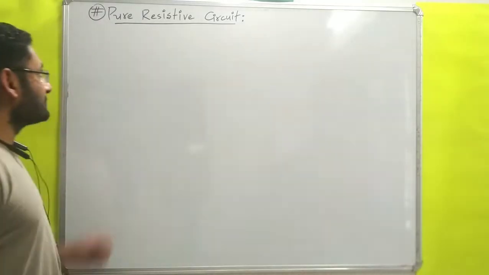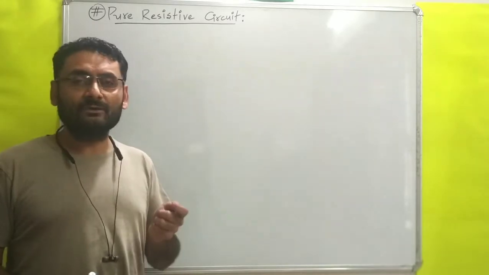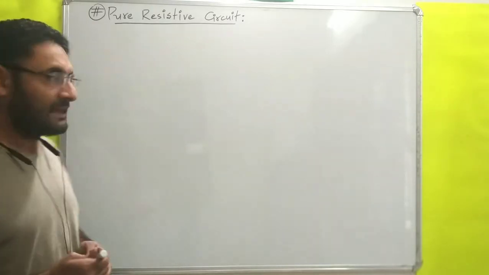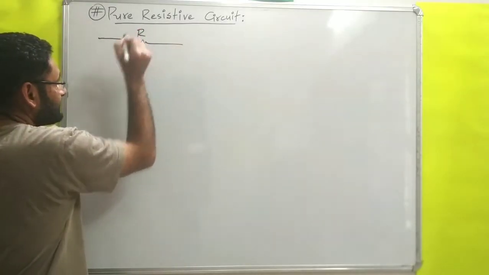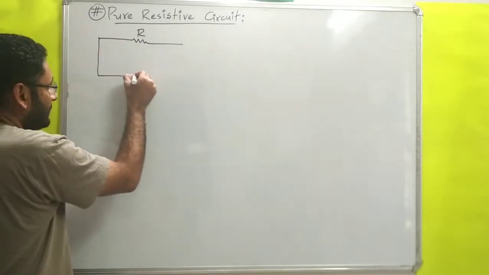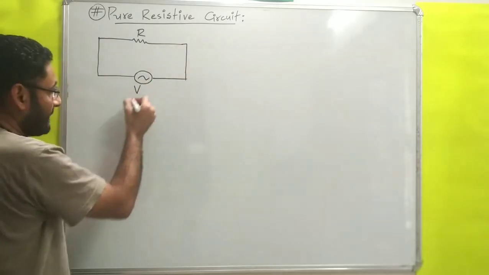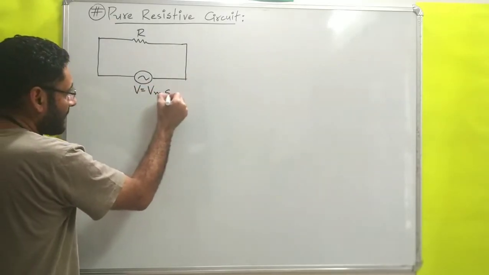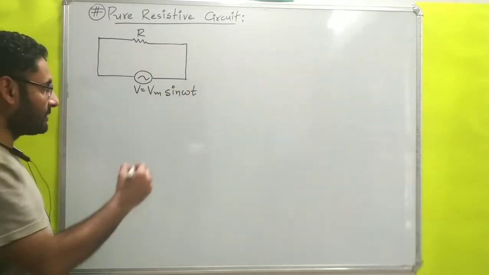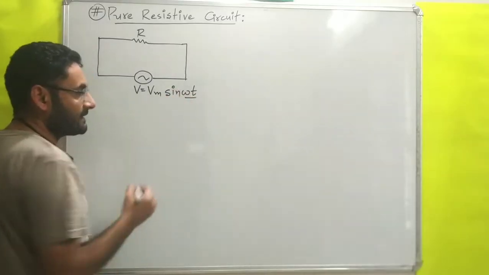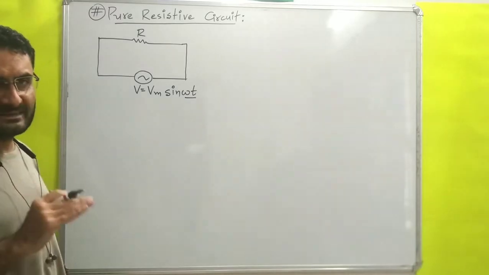Okay. So first, what does a pure resistive circuit mean? It is such a type of circuit in which only and only a resistor is used. For example, over here I will draw one resistor whose resistance is R, connected with one alternating source, say V, having the equation V = Vm sin(ωt), in which Vm is known as the maximum potential, or you can say voltage, and ωt is known as the phase. This type of circuit is known as a pure resistive circuit.